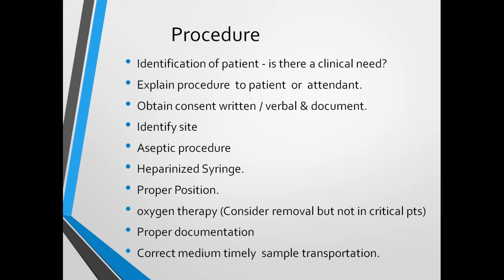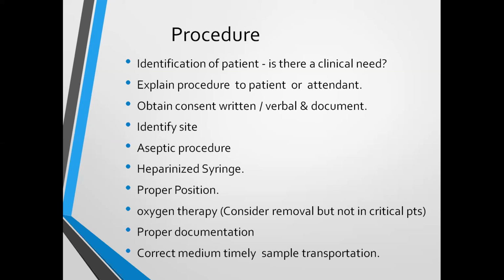A heparinized syringe should be at the bedside. For ABGs, we mostly have some specialized syringes that are already heparinized. If the syringe is not heparinized, you can heparinize it, just give a flush. Give the patient a proper position, or proper position to the part from which you are taking ABGs, whether it is from the forearm, a radial artery, brachial artery, or femoral artery. You should give a proper position to that.